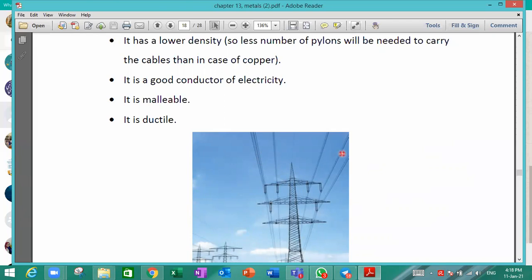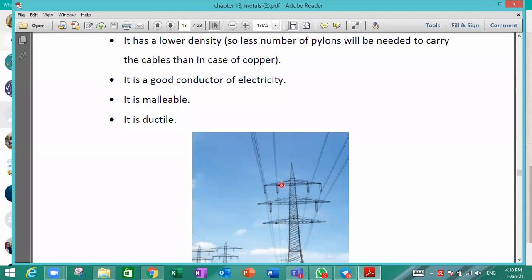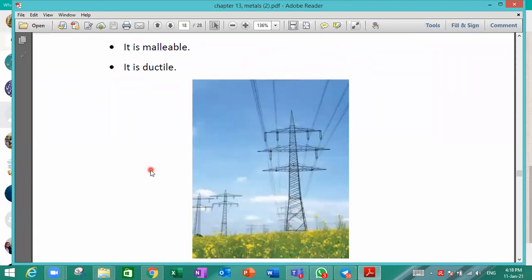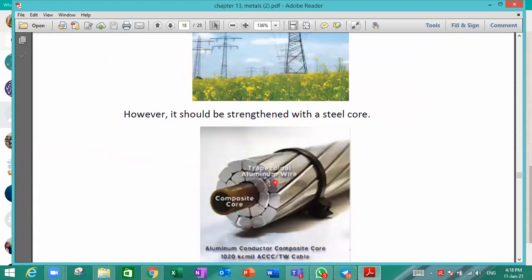And as it is less dense than copper, we will not need to put many pylons. We only have to add a fewer number of pylons. If we use copper instead, we will need a lot more pylons, because copper is heavy and dense. And also aluminium is a good conductor of electricity. It is malleable and ductile, so we can use it in overhead cables. But in order to strengthen the aluminium, a steel core is placed in the middle, and then surrounded by aluminium.